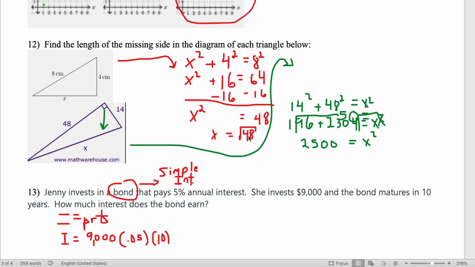And you could possibly ask for that as a decimal to the nearest whole number. If you did that, you would come up with something just south of 7. So it's probably like 6.9, okay? Or rounded to the nearest tenth.